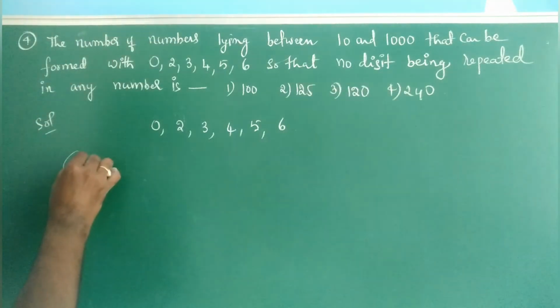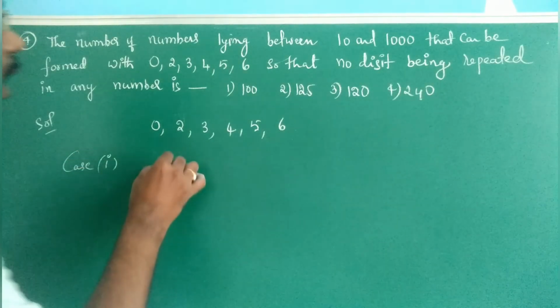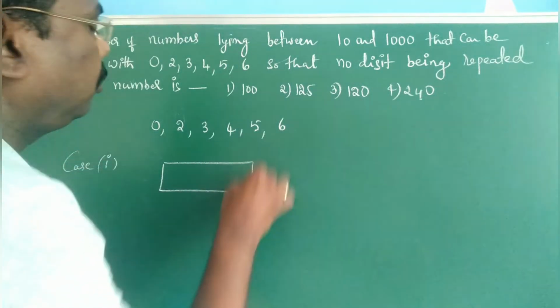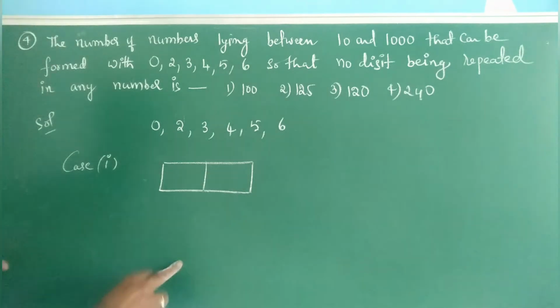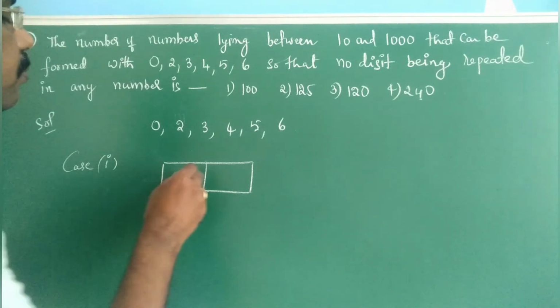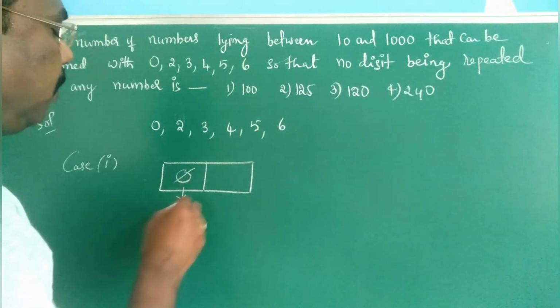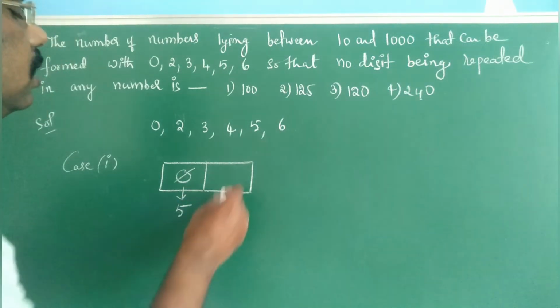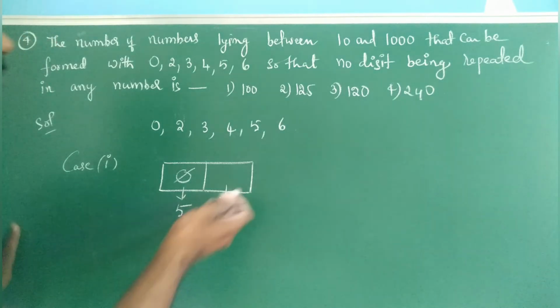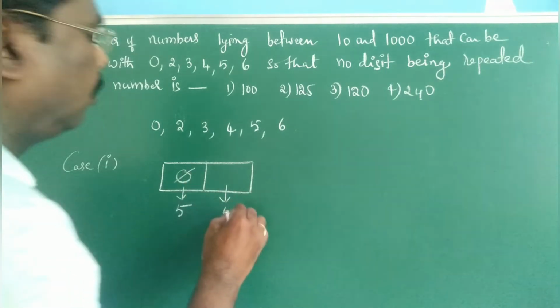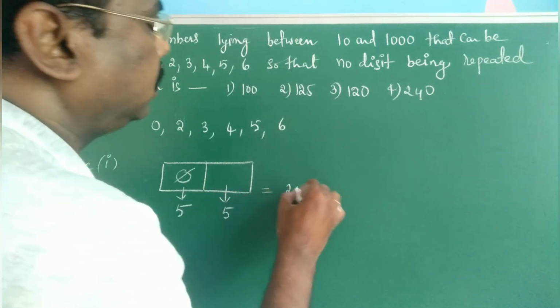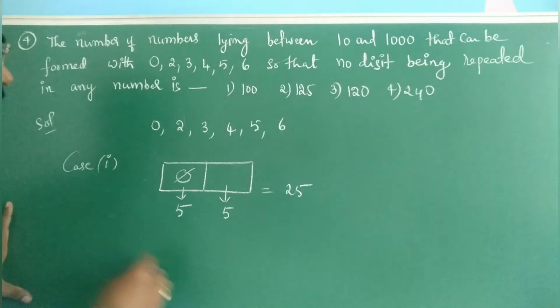Now case 1. You take 2-digit numbers. 2-digit numbers means the first place can be filled with anything except 0. Now the remaining 5 digits are there. First place can be filled in 5 ways. Now the second place can be filled including 0. 5 into 5 is equal to 25 ways.